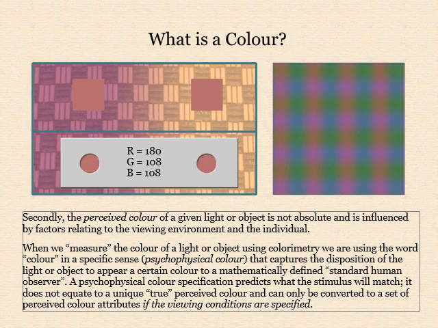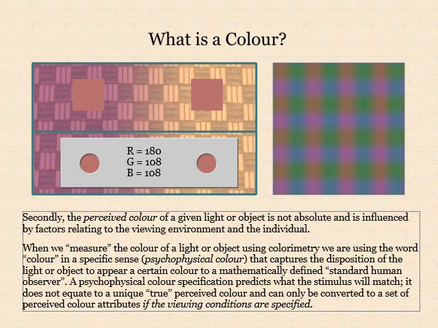A psychophysical colour specification of, say, an RGB screen stimulus predicts what the stimulus will match. It does not equate to a unique, true perceived colour and can only be converted to a set of perceived colour attributes if the viewing conditions are specified. For example, it can be converted to a set of perceived colour attributes in the Munsell or NCS system using tables that assume specified viewing conditions, or by using a colour appearance model to predict its appearance under various other viewing conditions.